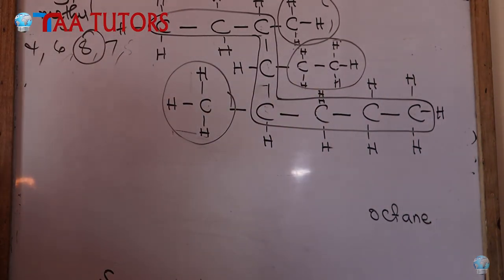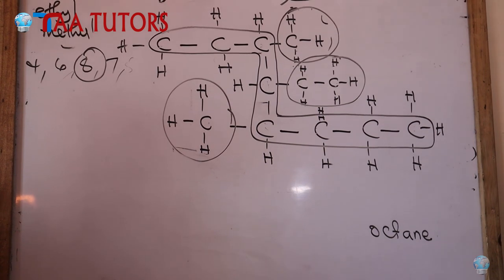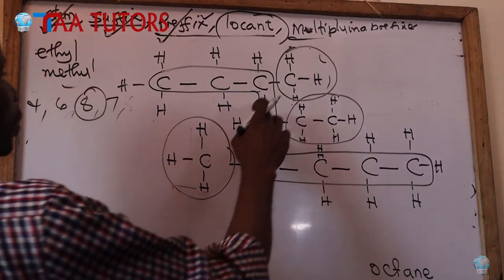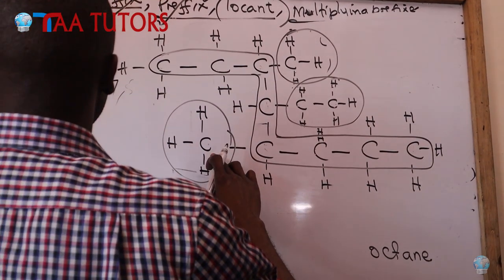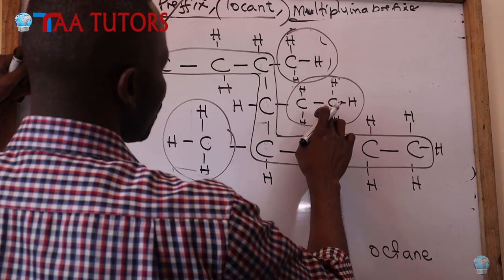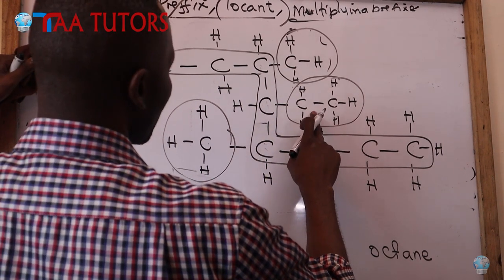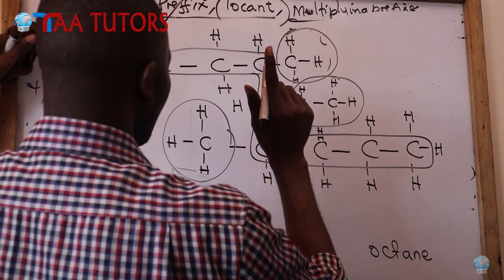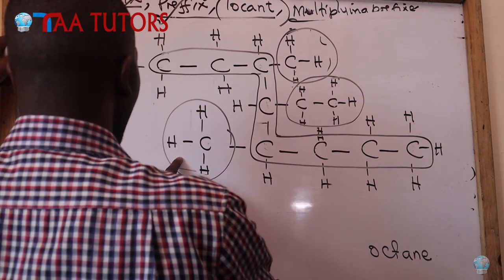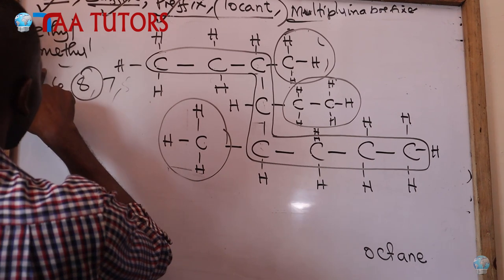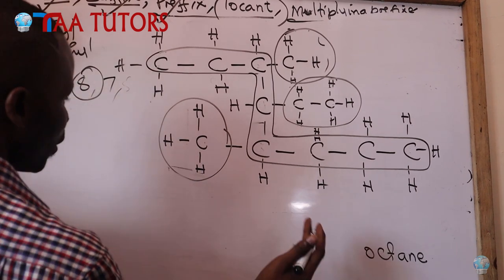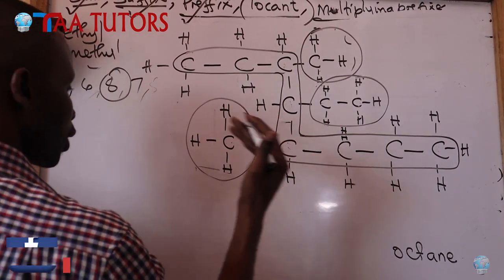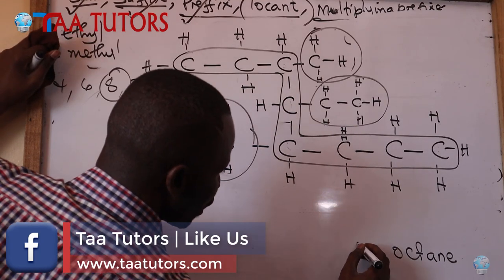After identifying the parent name, I have to come to the prefixes. For that, I now have CH3, methyl, and C2H5 here, that is ethyl. So ethyl is 1, but methyl are 2. I know that between ethyl and methyl, E comes first. So ethyl will come on this other side, but methyl will be the last to be mentioned. So methyl will come closer here.